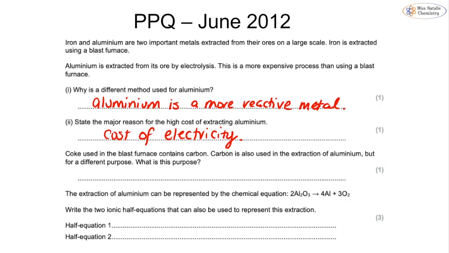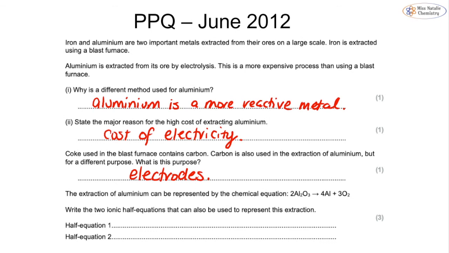So coke is used in the blast furnace and it contains carbon. Carbon is also used in the extraction of aluminium, but it is used for a different purpose. So in this case, the carbon is not used as the reducing agent. What it is used for are your electrodes, because in this case, it's not going to react and it's going to be an inert electrode. And the extraction of aluminium can be represented by the chemical equation 2Al2O3 giving you 4Al plus 3O2.